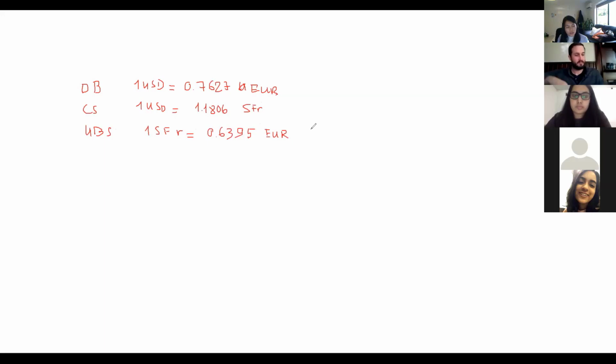So first question, triangular arbitrage. Following the same steps that we did before, can you first help me compute the cross rate euro over Swiss franc from the first two quotes?